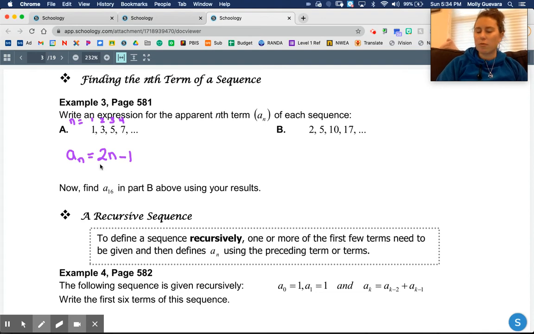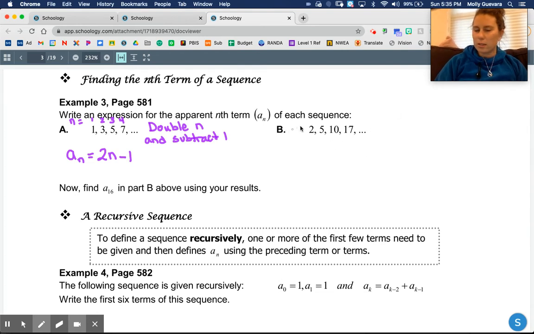And then we check it to see if it works. 2 times 2, which is n, my n is 2. 2 times 2 is 4, minus 1 is 3. So that's good. 2 times 3 is 6, minus 1 is 5. 2 times 4 is 8, minus 1 is 7. So this is good. So our expression is that, double n and subtract 1. So we double n and we subtract 1.